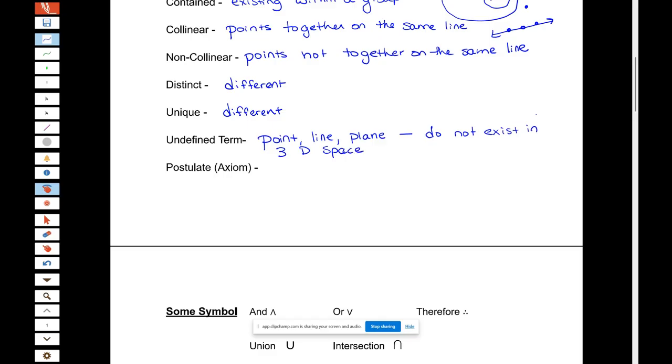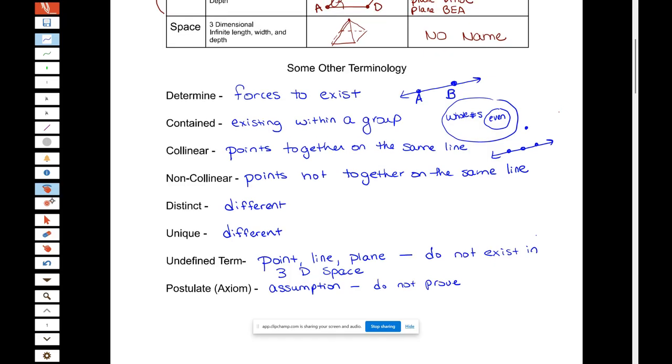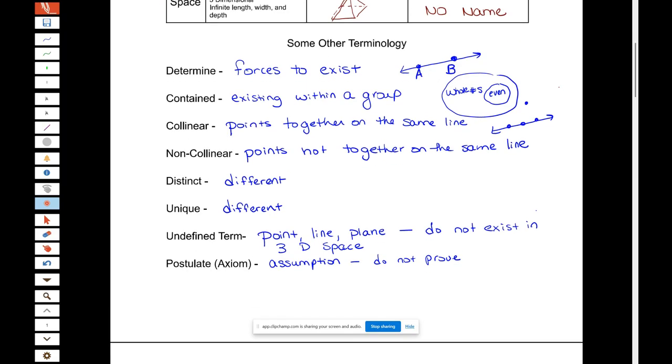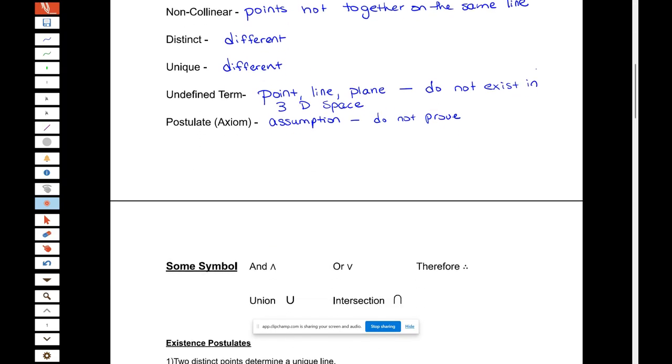And another word we will use is postulate, also called an axiom. Just depends. Axiom is more of an old school word. Postulate is more of a new school word. But they mean the same thing. They mean it's an assumption. It's something we take for granted that we do not prove. And the very most basic postulate we have, going back up to here, 2 points make a line. We're never going to prove it. We take it for granted. Yes, if you have 2 dots, you can draw a line between them.